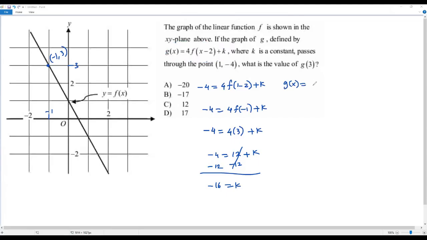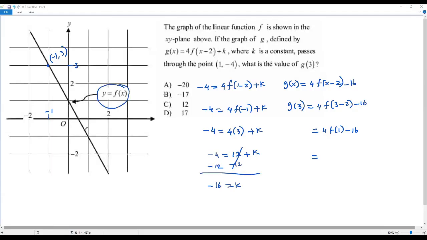Then we get g of x equals 4 times f of (x - 2) minus 16. Okay, now we can plug in 3 for x to get the value of g of 3. Let me do it. Then we get g of 3 equals 4 times f of (3 - 2) minus 16. Then we get 4 times f of (3 - 2), which is f of 1, minus 16. So this f of 1 is the value of y when x equals 1, that is, we have to get the value of y when x equals 1 in the graph of the function y equals f of x.